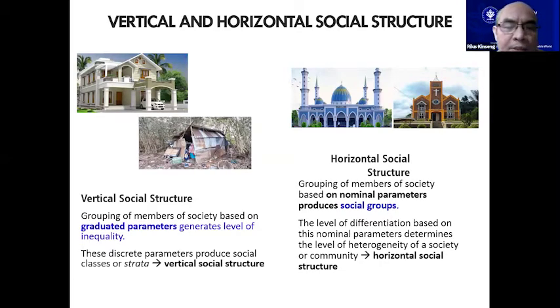While grouping of members based on graduated parameters will produce a level of inequality. If there is a very high difference between the upper, the middle, and the lower, then the inequality is high. While if the discrepancy between the upper, middle, and lower strata or class is not very big, then the level of inequality is quite low. That's good, actually. All of us should have a low level of inequality.